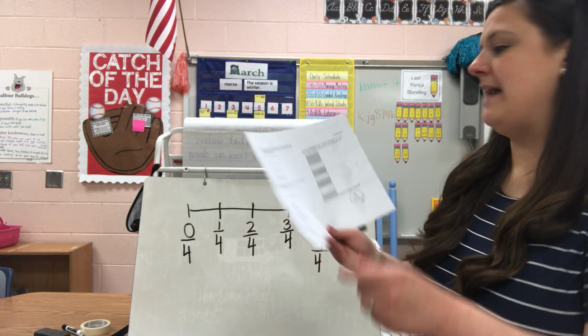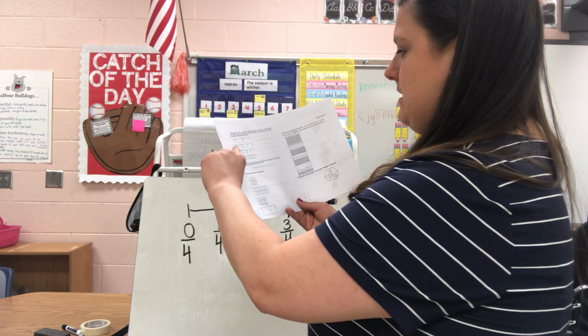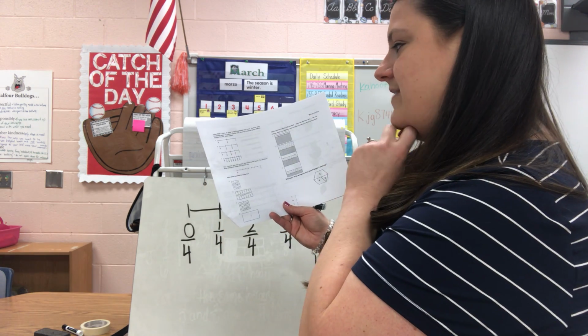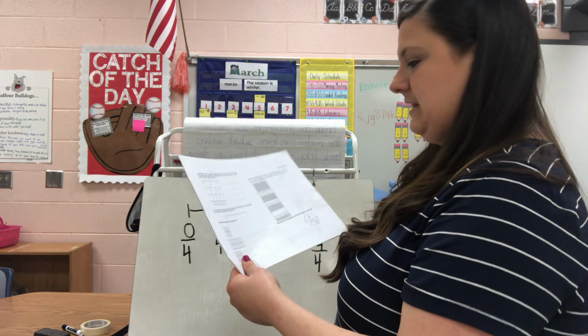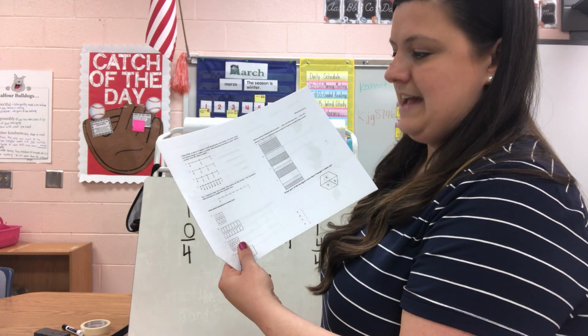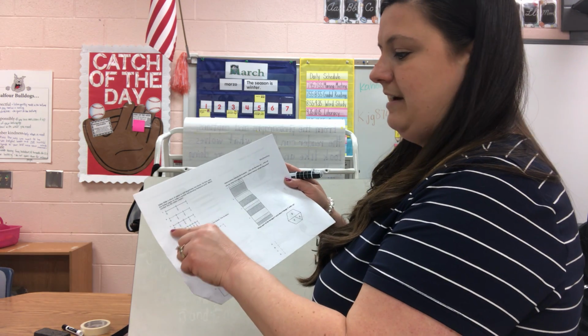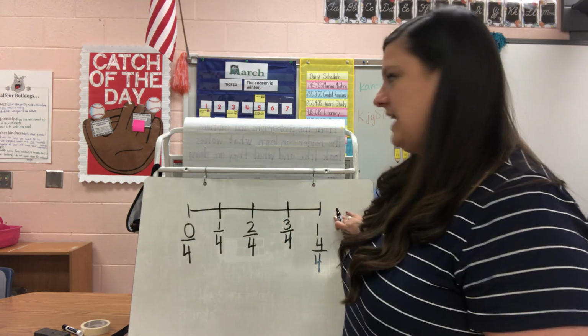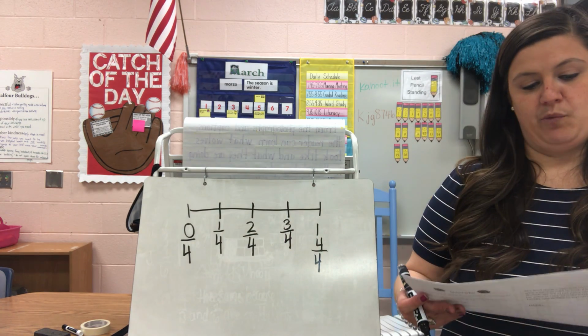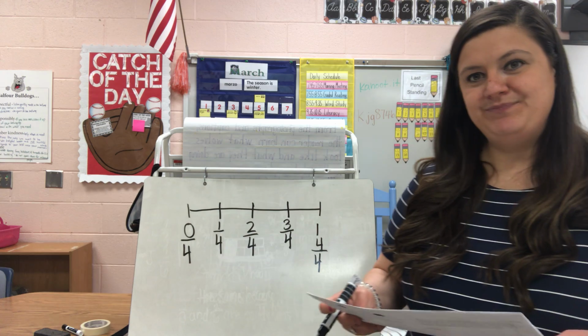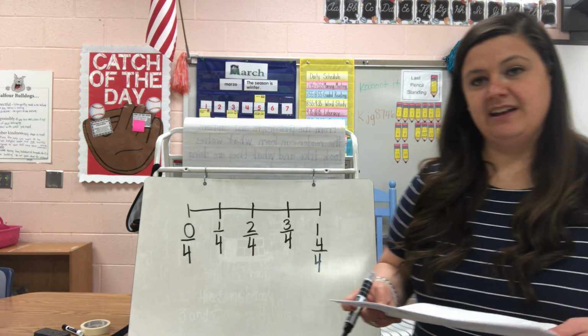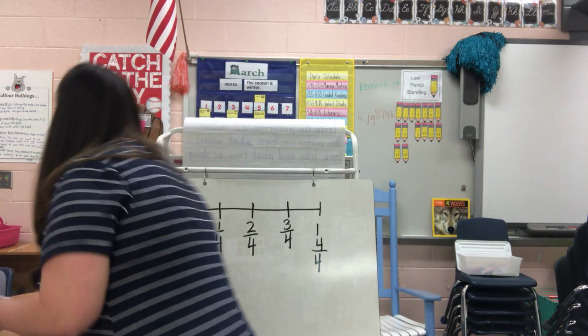So now, go back to your paper. A, B, C, D. Are any of them in the unit of fourths like we created? Yes. If you look at C, that number line looks just like the one we drew based on what Julian did to his paper. All right, let's look at the next question.